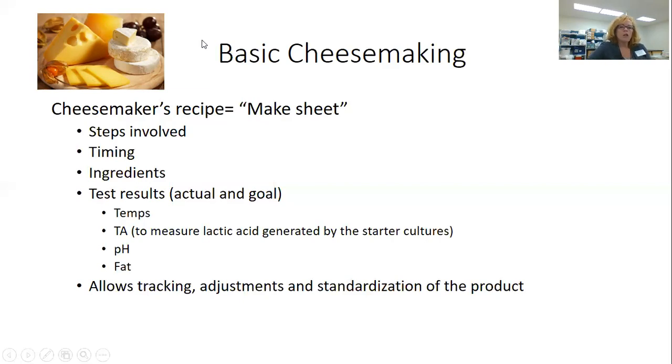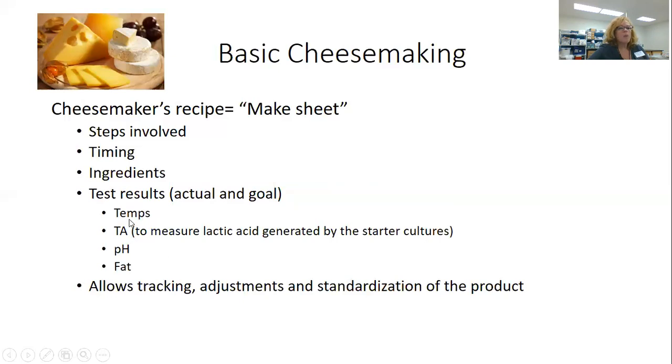So also on the make sheet, they're going to have the test results. During production, the lab techs or the cheesemakers are going to take samples and send them to the lab. They're going to test for things like protein and moisture and salt while it's in process. So they have the goal result and the actual result, so they can see how close they are. Things like the temperatures, the titratable acidity, which is what TA is, and we'll talk about that in our next unit. Maybe the pH, the fat, and maybe some moisture.